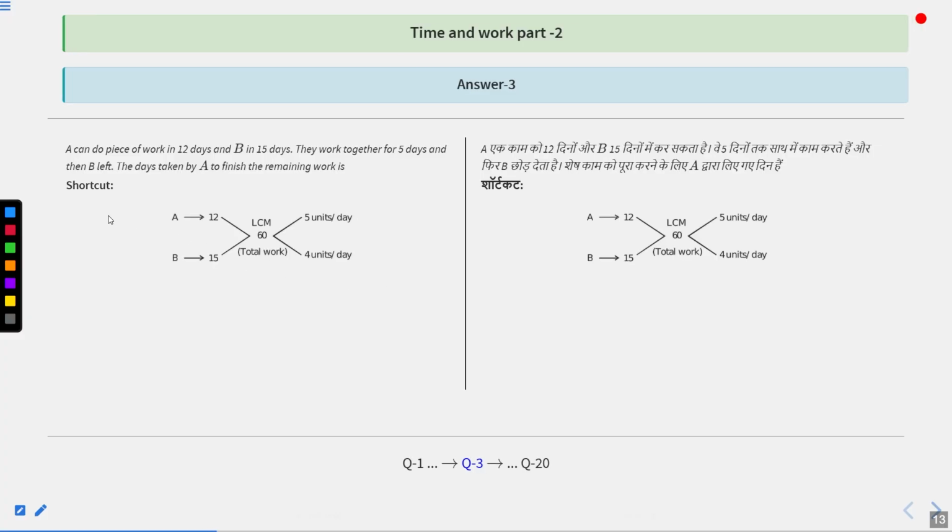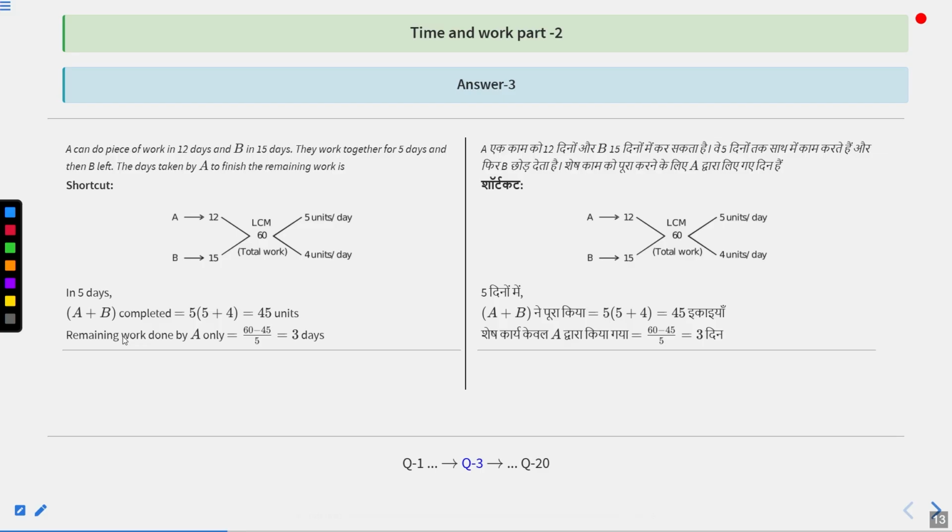Now we are going to use the shortcut. A takes 12 days, B takes 15 days, the LCM will be 60. This is our total work. So we get the efficiency. A's efficiency is 5 units per day, B's efficiency is 4 units per day. Then in 5 days, 5 plus 4, 9 multiplying by 5, which becomes 45 units. Clear? So the remaining work is done by A in how many days? So 60 minus 45, which is 15, upon 5. The efficiency of A is 5. So when we divide it, we get 3 days.